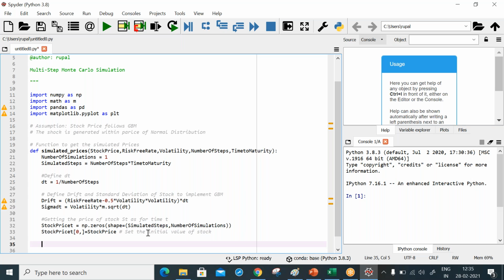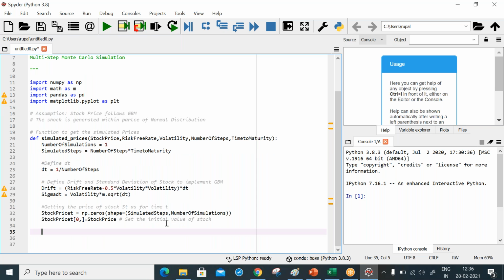Now comes the important part of implementing the loop for iterating the price. So now it's a loop in simulation that we have to use to implement the price. So we will do it as: implementing loop to iterate for price of stock.